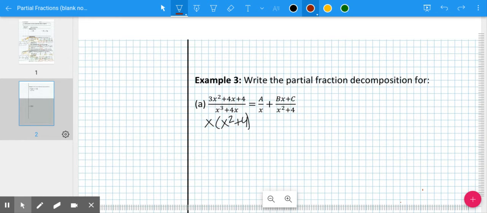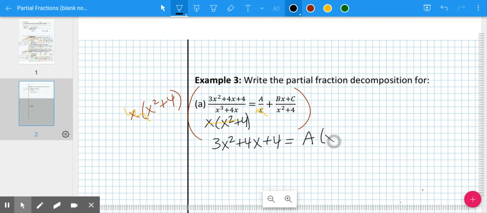We proceed in the same way. So we're going to multiply this entire equation by x times x squared plus 4. The left side, we are going to cancel the entire denominator, and we get 3x squared, and we have a 4x, and we have a 4. The right side, we're going to first cancel those x's. So we have an a times x squared plus 4. For the second fraction, we are going to cancel the quadratic, the x squared plus 4. So we have a bx plus c.